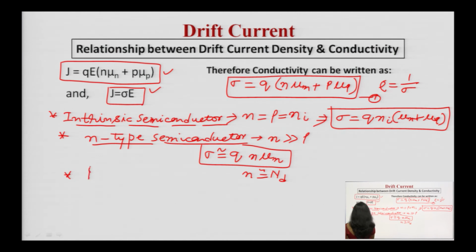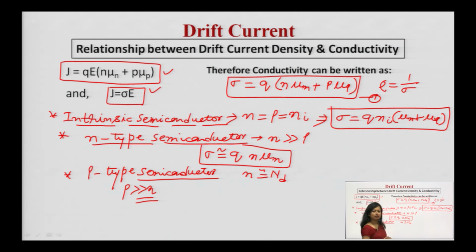Similarly, you can write down this equation for p-type semiconductor also. In case of p-type semiconductor, you know that majority charge carriers are holes. So, P is very high in comparison to N. Now, equation number 1 will reduce to what? This sigma, conductivity, is equal to Q times, the first term will be very less in comparison to the second term. So, it can be approximated as Q into P into mu P.